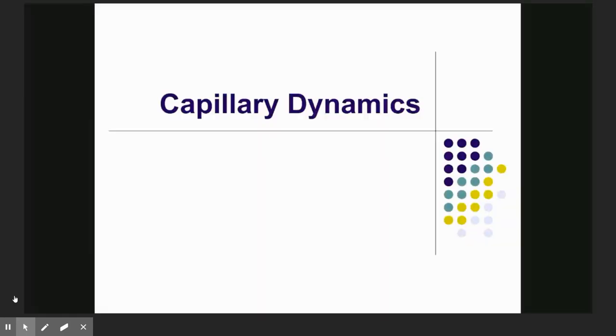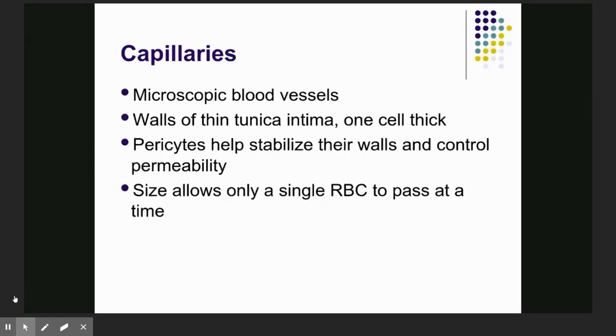Okay, so what we're going to talk about now are capillaries. And we've already talked about capillaries quite a bit, so let's review just a little bit. Remember, capillaries are very, very tiny. They're microscopic blood vessels. You can't see them with your naked eye.